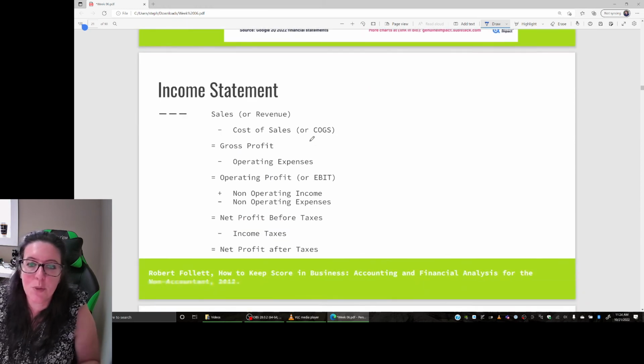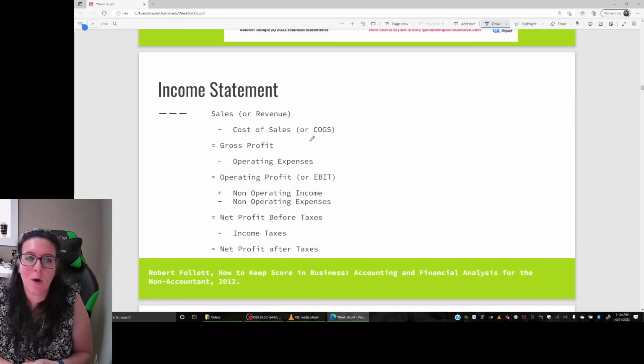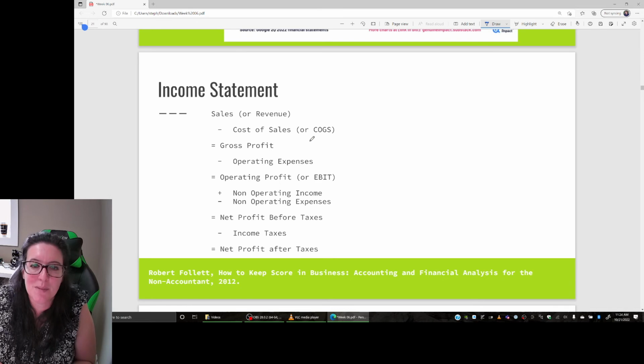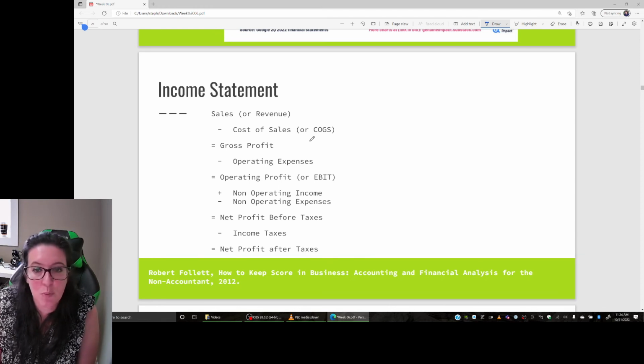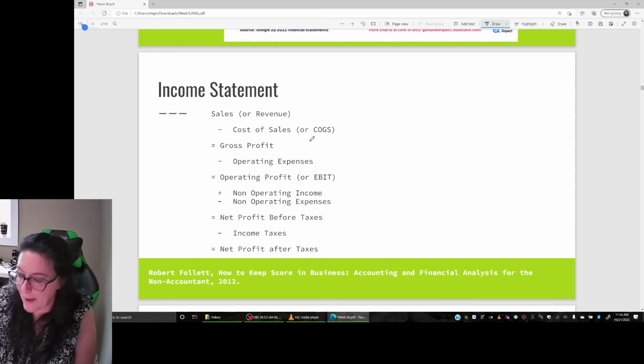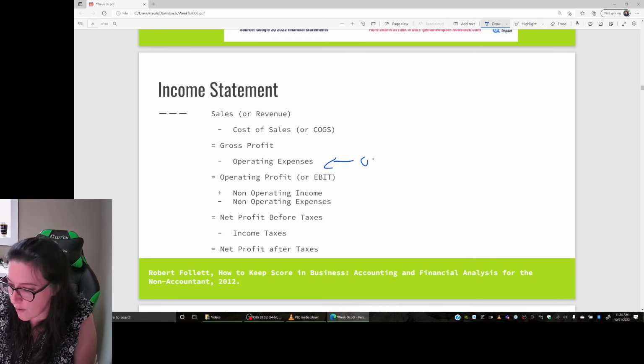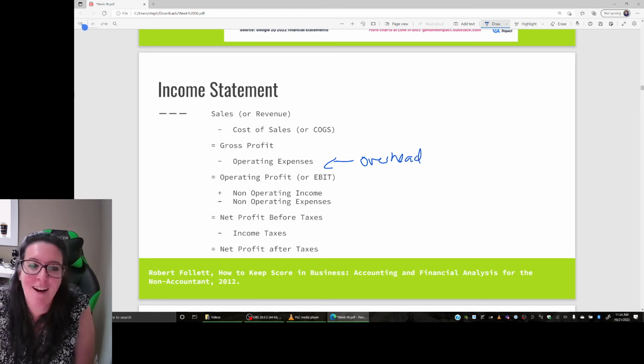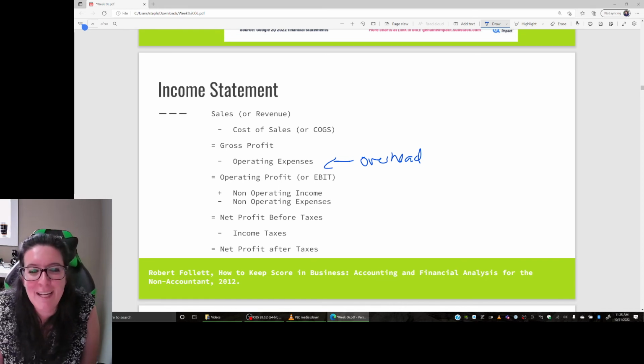So what we can do is we can take this information that we're gathering and start building an income statement. So we first have our sales or revenue. We subtract the cost of sales or the cost of goods sold, and that gives us our gross profit. If we then subtract from there our operating expenses, so this is our overhead, the cost not tied to a particular unit, once you subtract that, you get your operating profit, or EBIT.